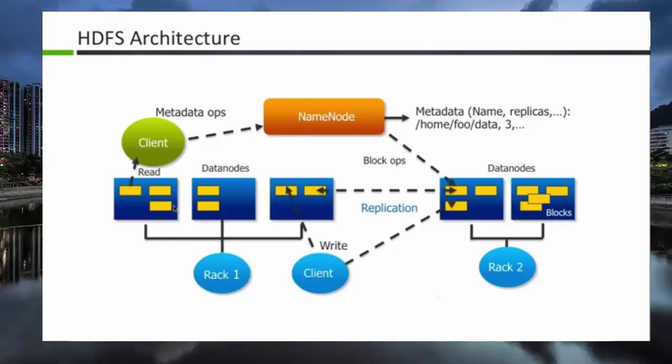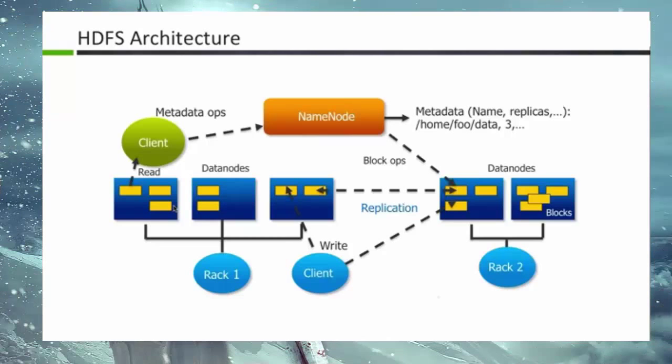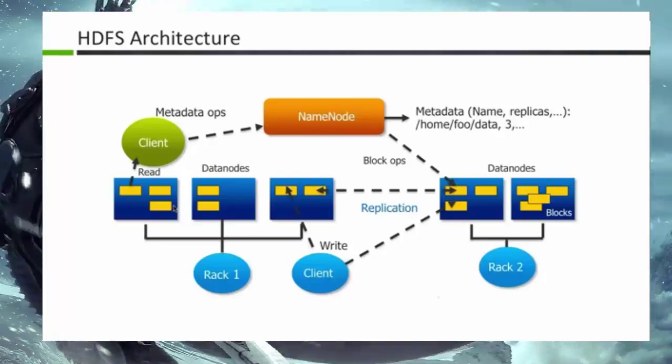What if the name node failed? Is there data redundancy for name node? Omkar, just hold on to this question. This will be answered in a while. We'll be talking about that. I'll also be talking about replication.